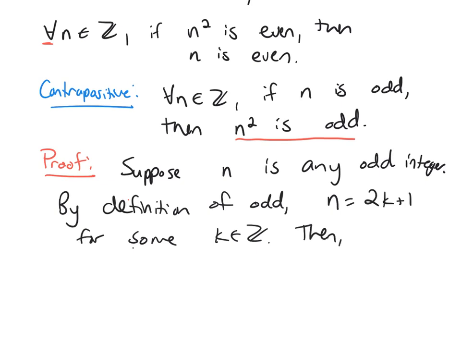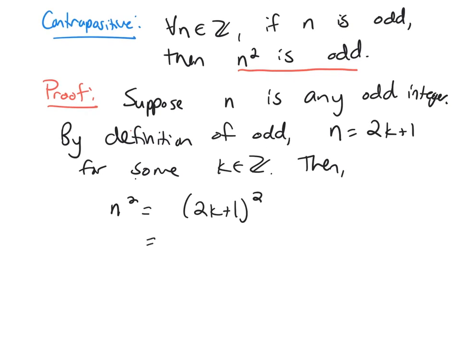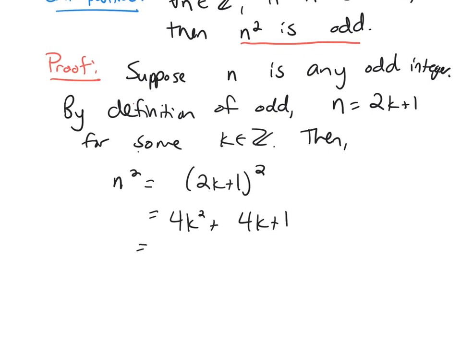Then, remember I underlined our conclusion that we need to show. It's about n squared, so let's compute n squared. Then n squared is (2k plus 1) squared. And then you're going to have to FOIL this out to get 4k squared plus 4k plus 1. What am I trying to say? I'm trying to show that this is odd. So I need to write this as 2 times something plus 1. And what goes in this blank right here? It's going to be 2k squared plus 2k.